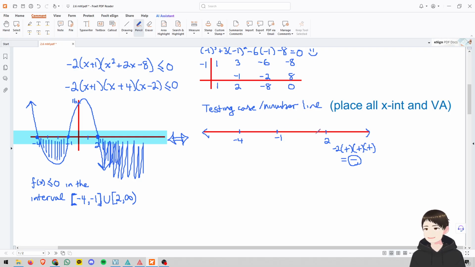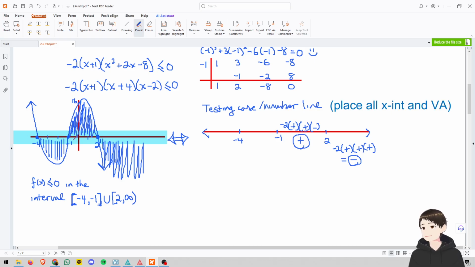Choose a number between -1 and 2. I think we can all agree the easiest number is a 0. So if I choose a 0, a -2 will multiply with 0 plus 1, that's a positive number. 0 plus 4, that's a positive number. And 0 minus 2, that's a negative number. What is -2 times positive, positive, negative? It's going to be a positive number, which we expected. So all the numbers between -1 and 2 are going to be positive.